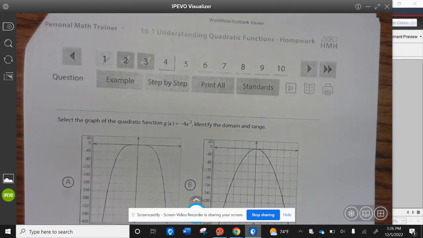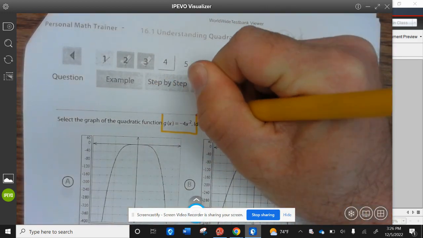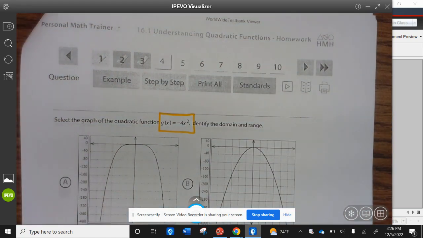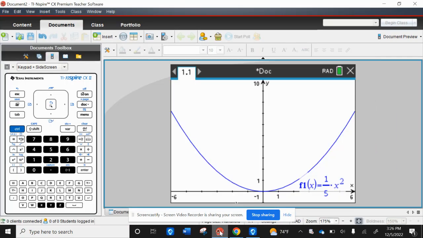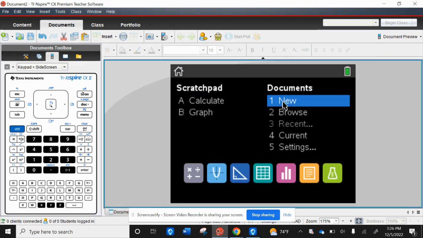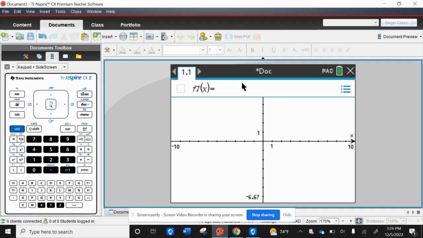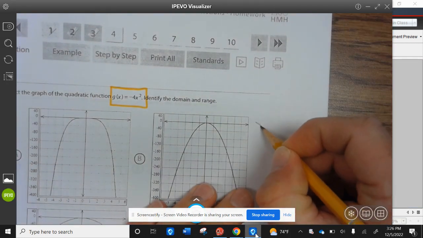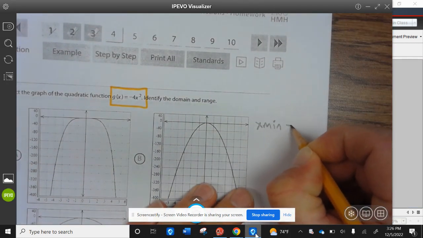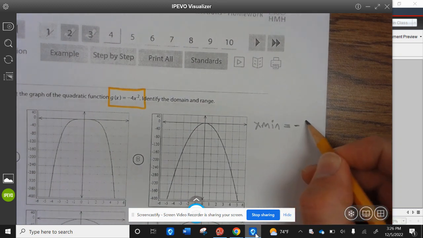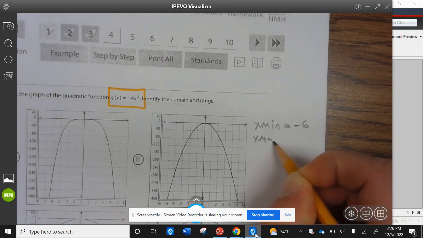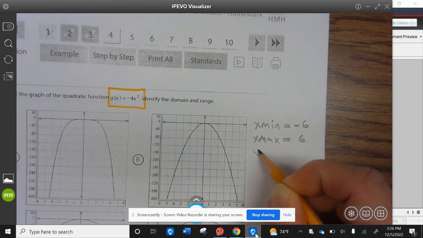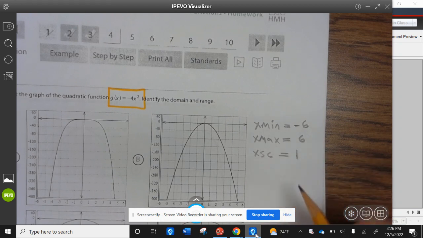Again, we're going to graph this in yellow. Whenever you graph, you always want to go to New Document, No, Add Graph. So we're going to graph -4x squared. Then we need to adjust our window. So x min is -6, our x max is 6, and our x scale is by ones.